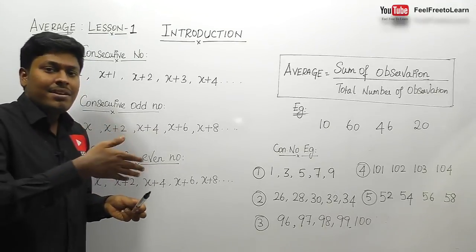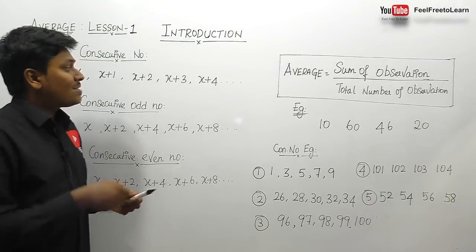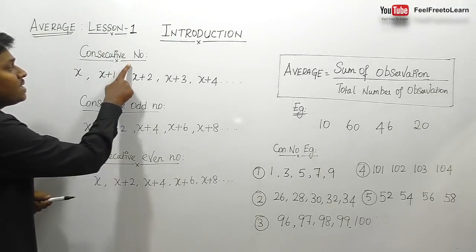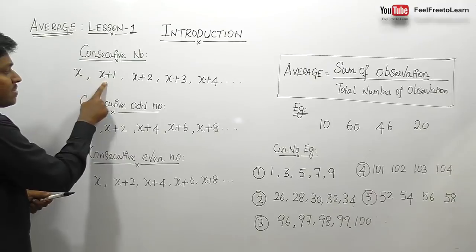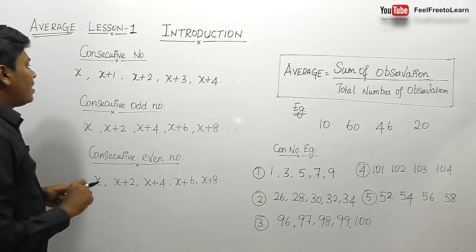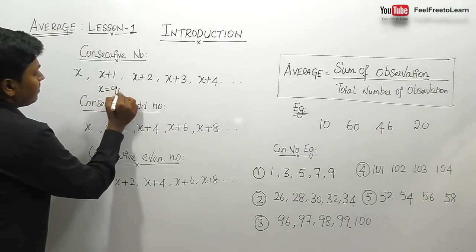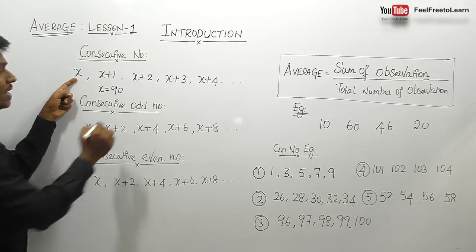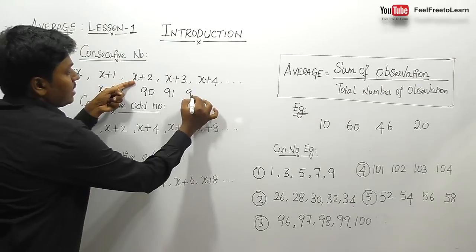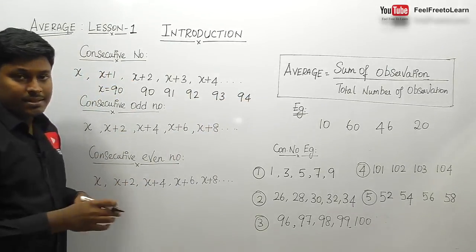For example, 991, 992, 993, 994 are also consecutive numbers. The successive numbers are what we call consecutive numbers. Listen here friends, the consecutive numbers formula is x, x plus 1, x plus 2, x plus 3, x plus 4 and so on. For example, just substitute any value of x. I am going to substitute x is equal to 90. Then it will be 90, 90 plus 1 will be 91, 92, 93 and 94. So the resultant answer will be consecutive numbers.